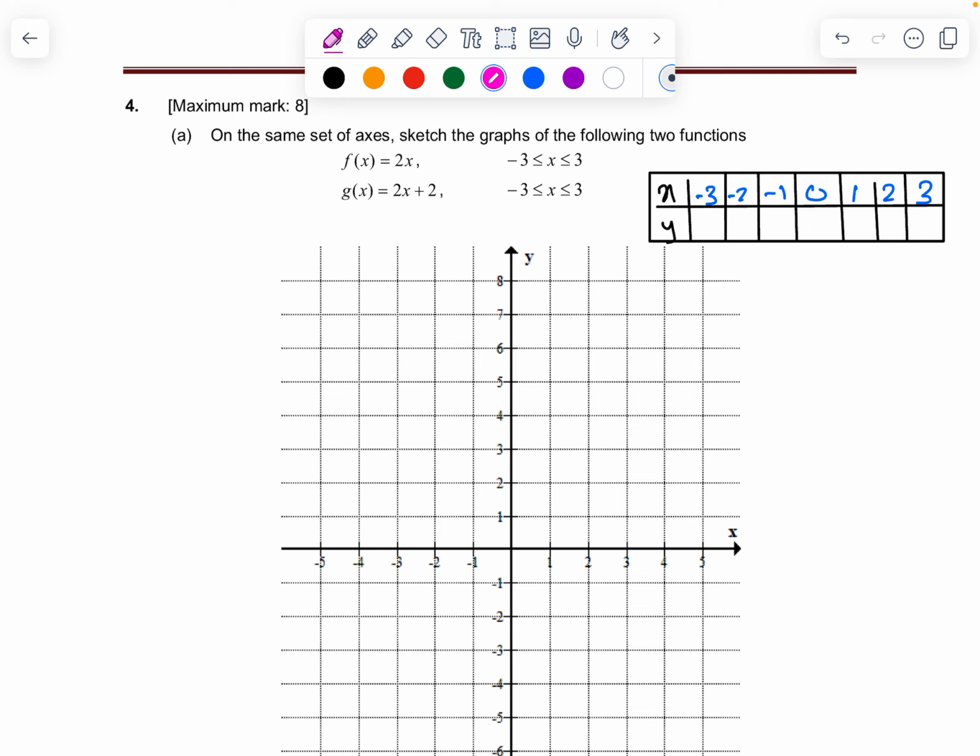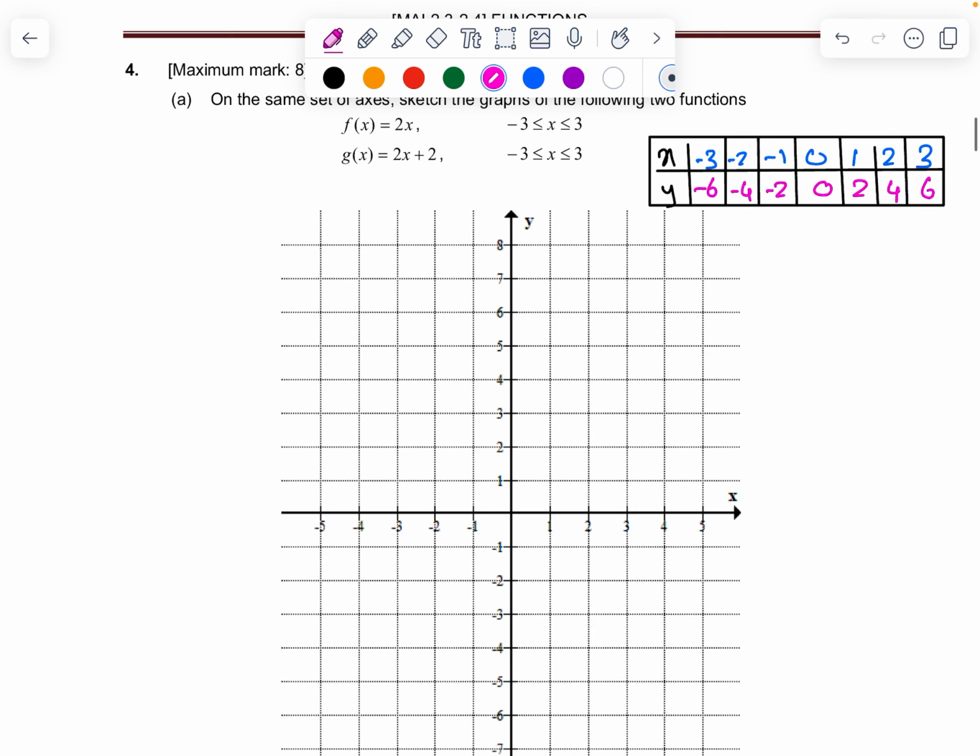2x. When I plug in 2x, it becomes -6, -4, -2, 0, 2, 4, 6. So when x is -3, it is going to be -6. When it is -2, it's going to be -4. -1 is going to be -2, 0 is 0, 1 is 2, 2 is 4, and 3 is 6. Now join a straight line through all the points. This is going to be the straight line f of x, y equals 2x.